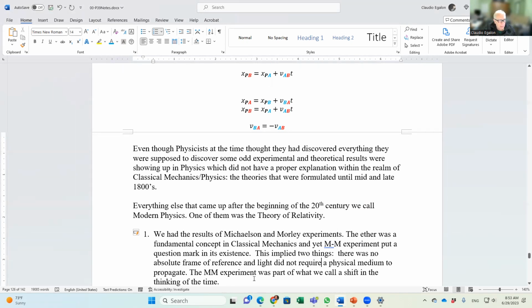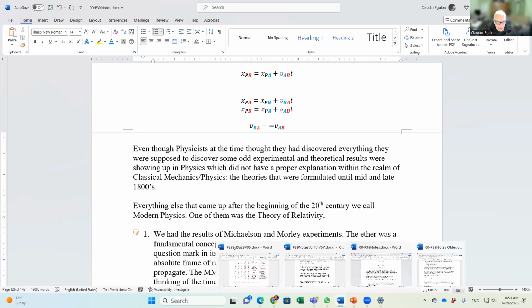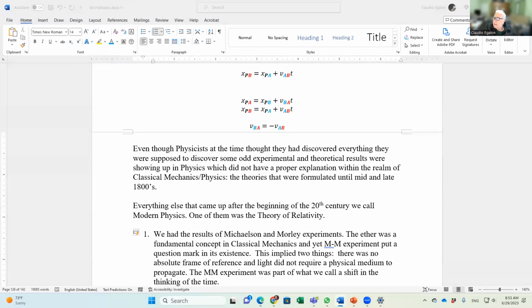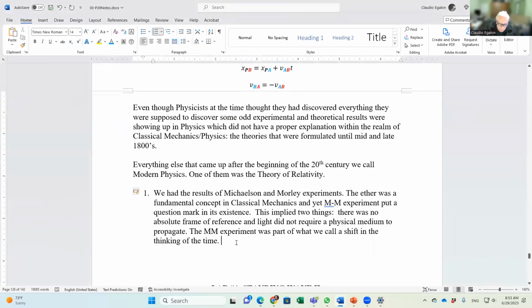That was one problem in physics. Okay, and then there was something else with the unification, too. With the unification of electricity and magnetism, come on.